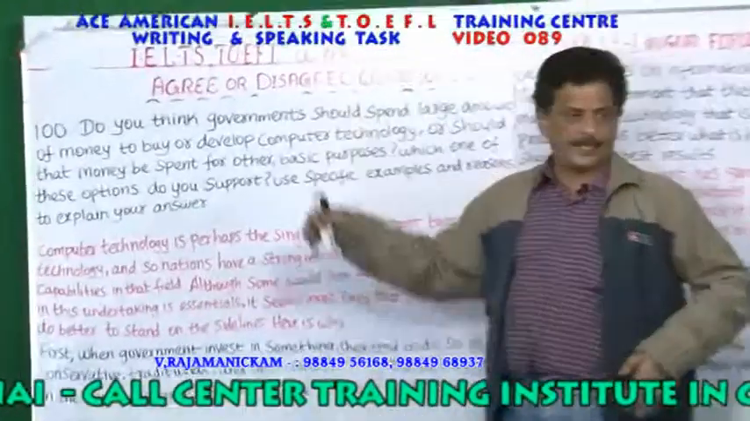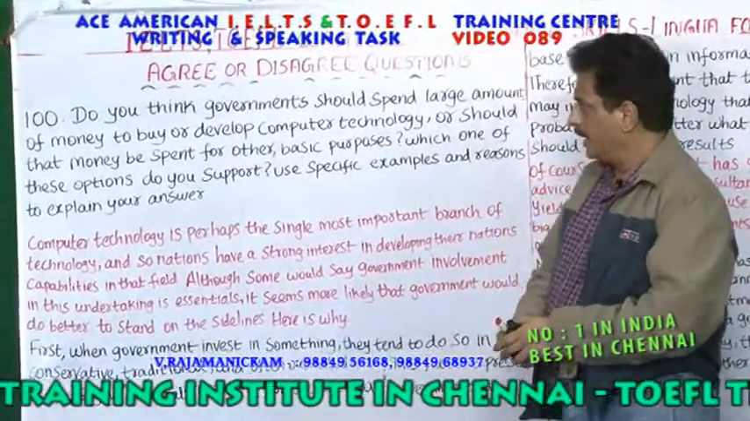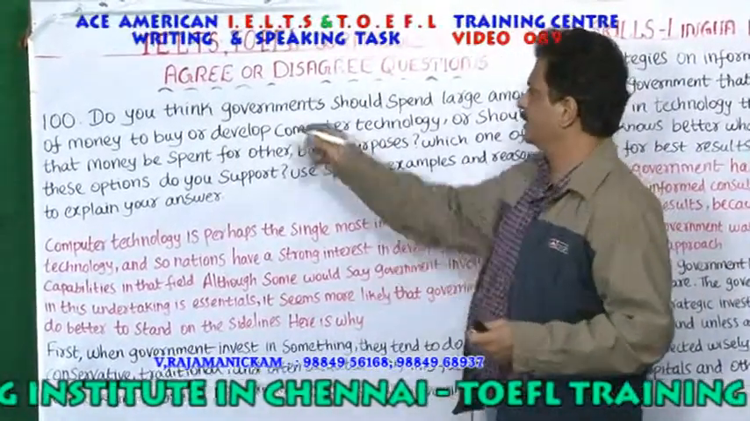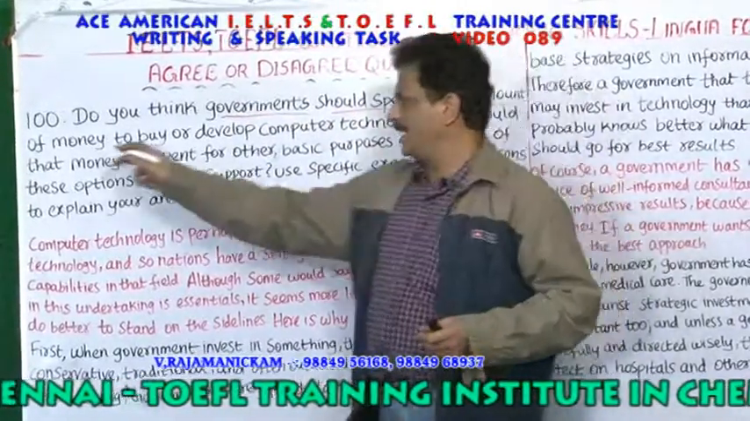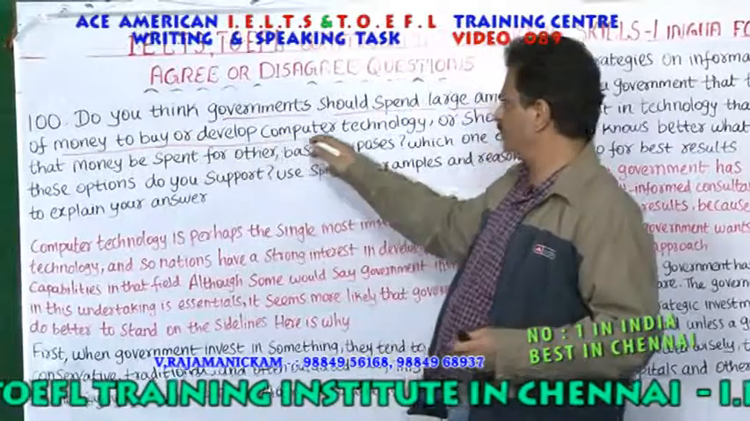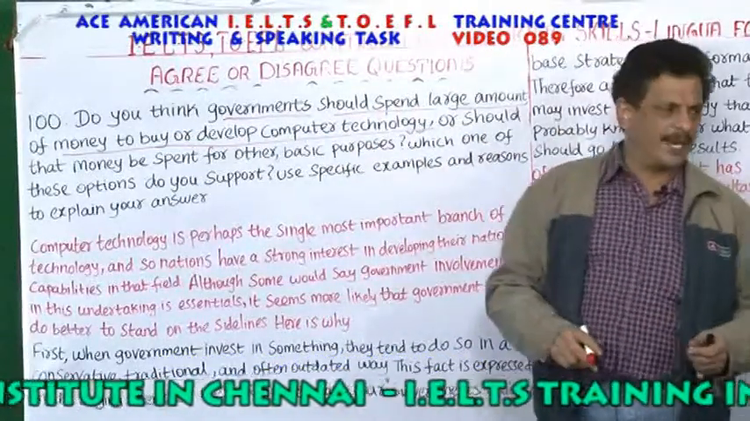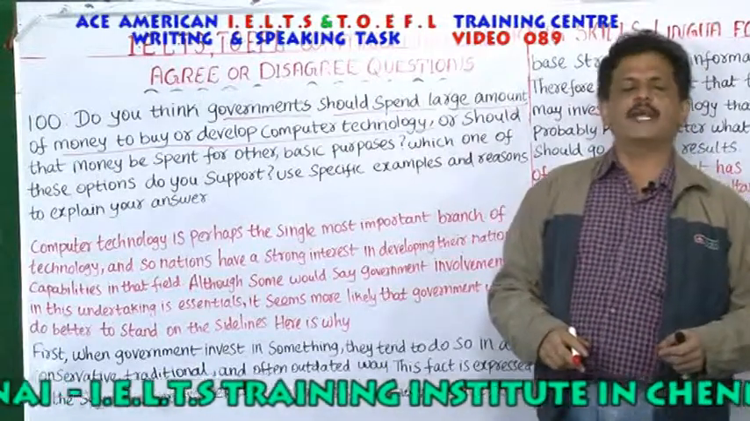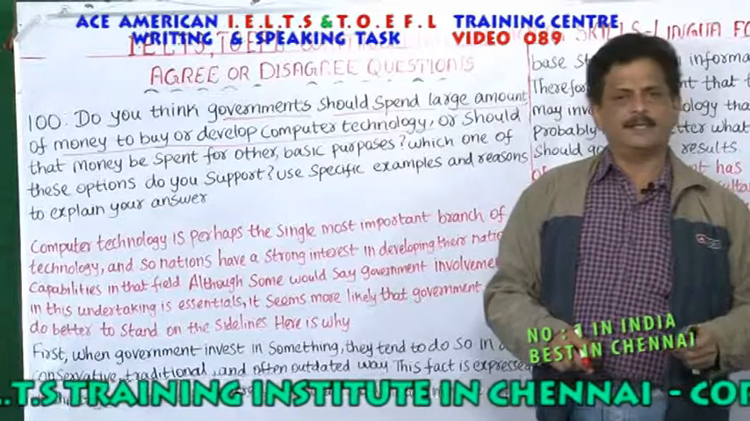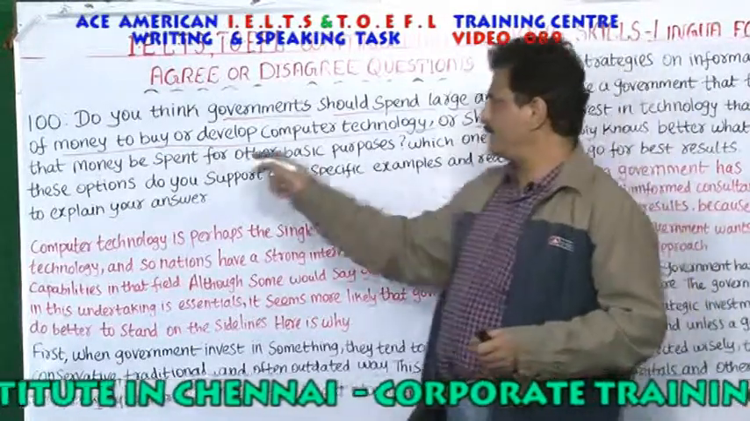Section 3 goes on based on the topic, all the questions, all the discussions based on the topic. So here the question is, do you think the governments should spend large amounts of money to buy or develop computer technology? Should the government spend a lot of money, in a country like India? Should they spend a lot of money for developing computer technology, or should that money be spent for other basic purposes?